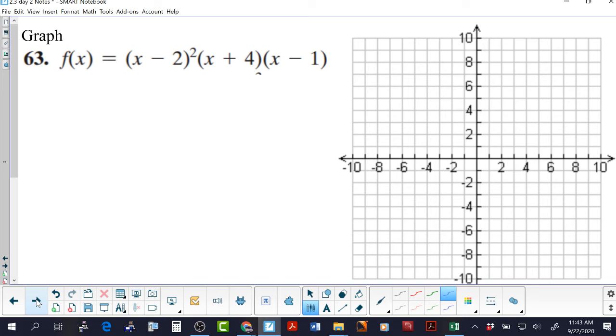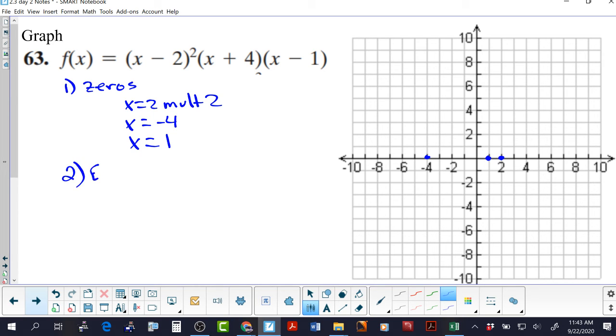Graph f of x equals all of that. So 1, the zeros. x equals 2 with a multiplicity of 2, x equals negative 4, x equals 1. So 2 with a multiplicity of 2, negative 4, and 1. And then the second part is ending behavior.